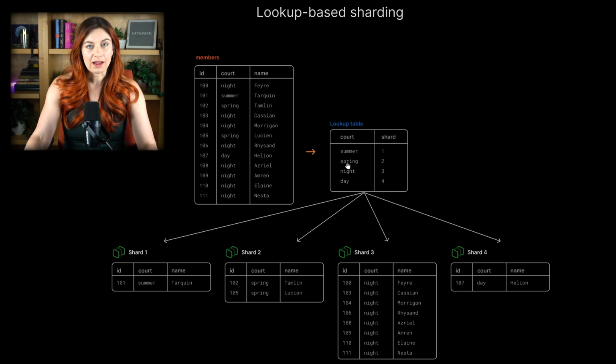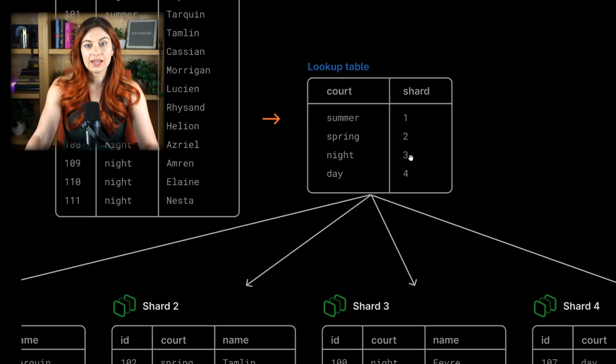So maybe we have 4 new courts join. All we need to do then is spin up 4 new shards and throw each of those courts in the lookup table. We also have the option to assign multiple courts to one shard. So maybe the autumn court joins. We assign summer and autumn to shard 1. Maybe the winter court joins and we assign them to shard 2 with the spring court.